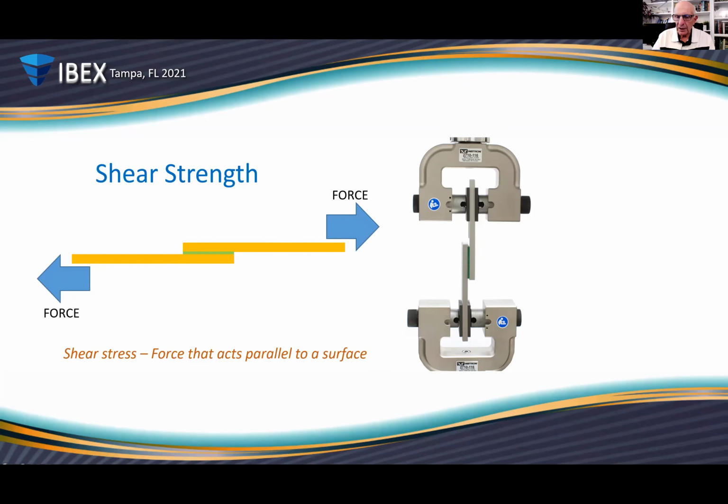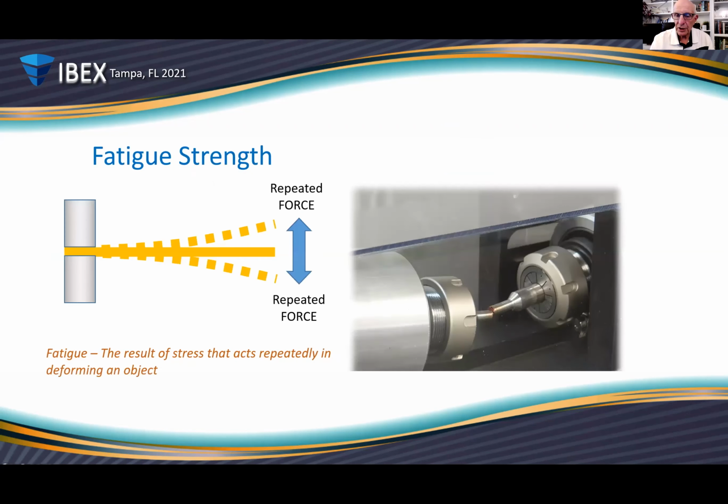And then shear strength is shear stress that acts parallel to the surface, pulling a surface apart. So when we're talking about a sandwich panel, and we have a top skin and a bottom skin, and then you have core in the middle, we talk about the shear strength of the core. What is the ability of the core to hold those two skins in relation to each other so that the skins don't move? That's shear strength. Okay, so those are the engineering properties that we're talking about. And then we have fatigue strength. We're going to take this thing and bend it until it fatigues and fails. So it's the result of stress that acts repeatedly, deforming an object.